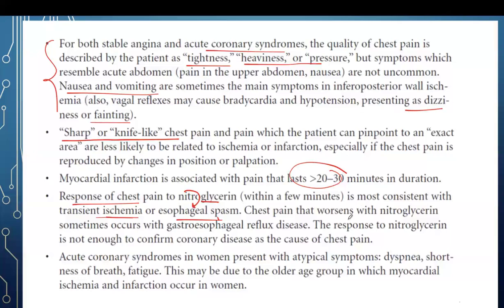How about the chest pain that gets worse with nitroglycerin? So it can be a very important clue. If it gets worse with nitroglycerin, it is likely to be gastroesophageal reflux disease. Okay, so these are important things that can give us some information in the exam on whether it is acute MI, just an esophageal spasm, or pericarditis.